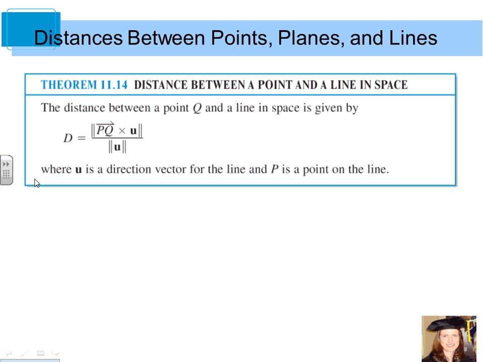This theorem shows how to find the distance between a point and a line in space. To find the distance between a point Q, which is not on a line, and another line in space is given by the following. The magnitude of the cross product of the PQ vector with the U vector divided by the magnitude of the U vector. Now U is a direction vector for the line. That would be a vector that's parallel to the line, and P is a point on the line.